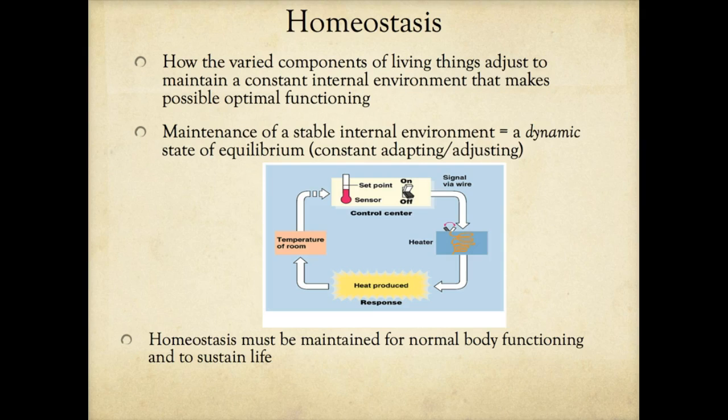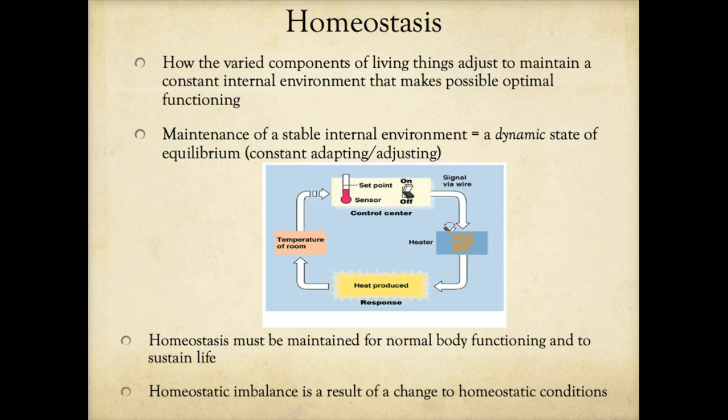So homeostasis has to be maintained for the body to function well. If we get outside the body temperature norms, if we get outside blood pH norms, anything that's too high or too low has dramatic effects on the body. And any kind of long-term homeostatic imbalance always results in death and disease.